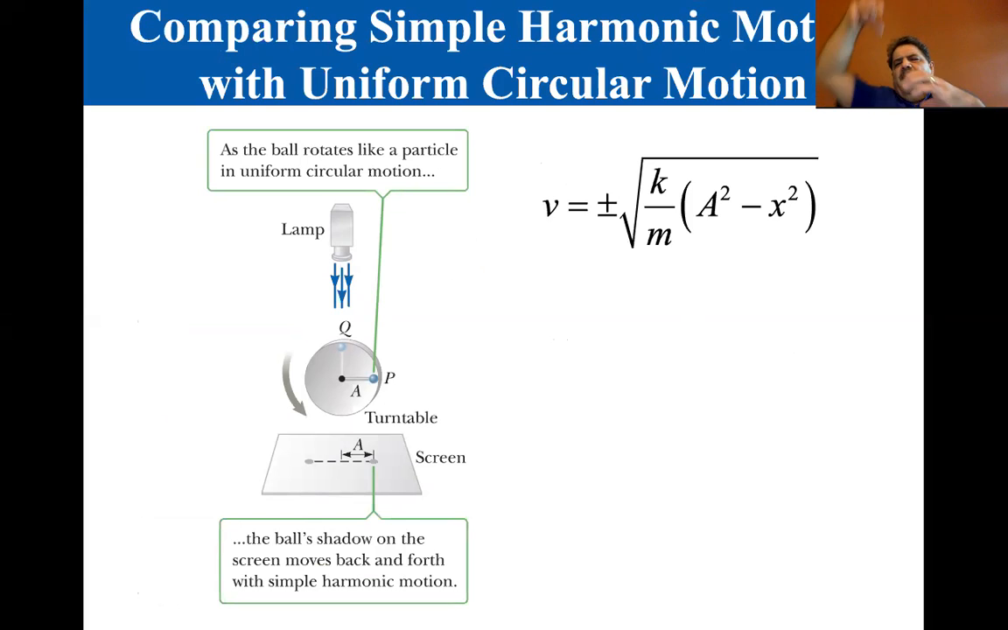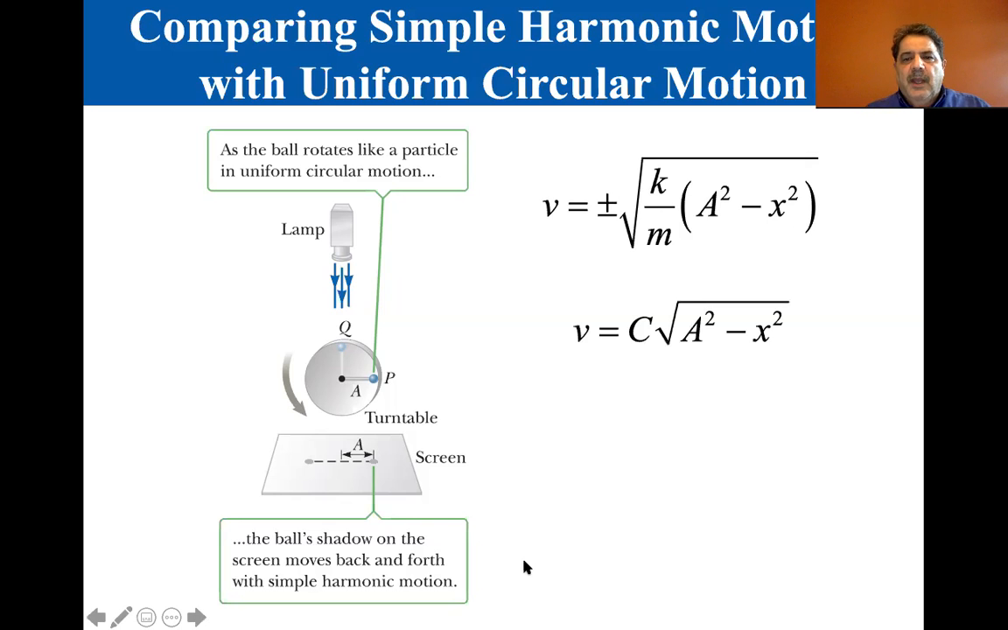So now imagine a projector projecting down onto a little wheel that has a little ball attached to it, and as it goes around, it's going to produce a sinusoidal wave, a wave that goes back and forth just like the horizontal spring. So as the ball rotates like a particle in uniform circular motion, the ball's shadow on the screen moves back and forth with simple harmonic motion.